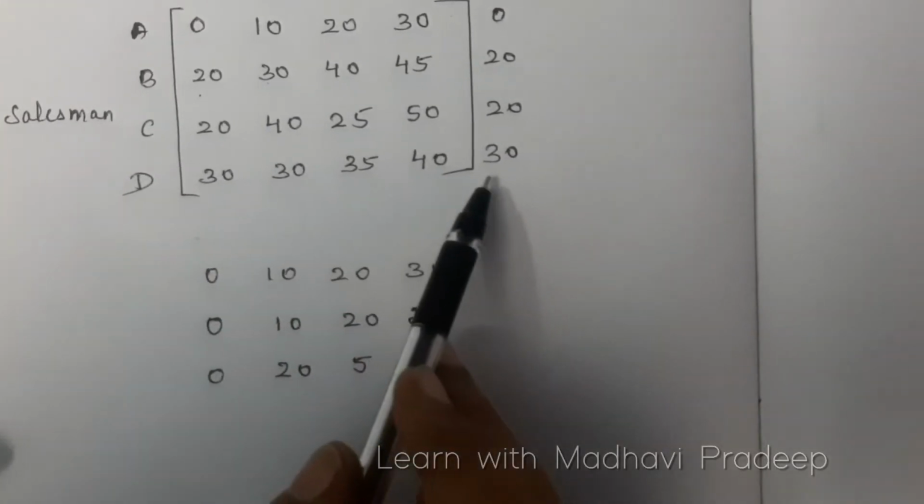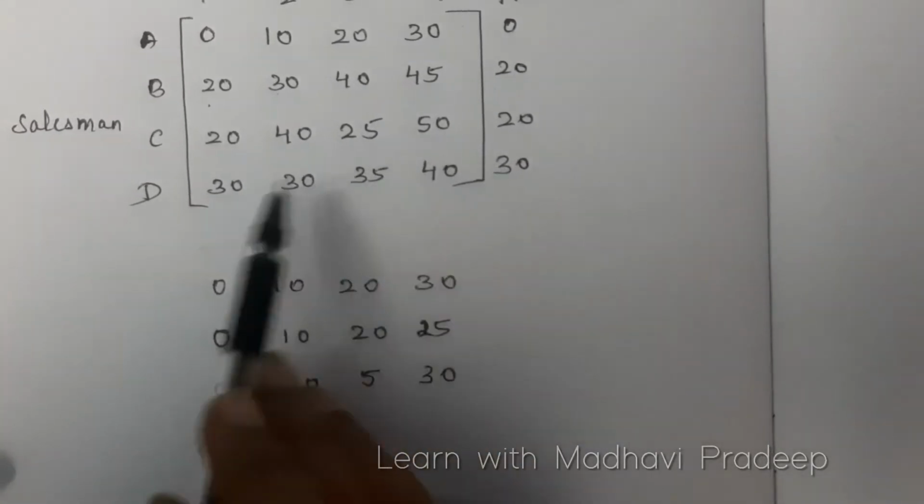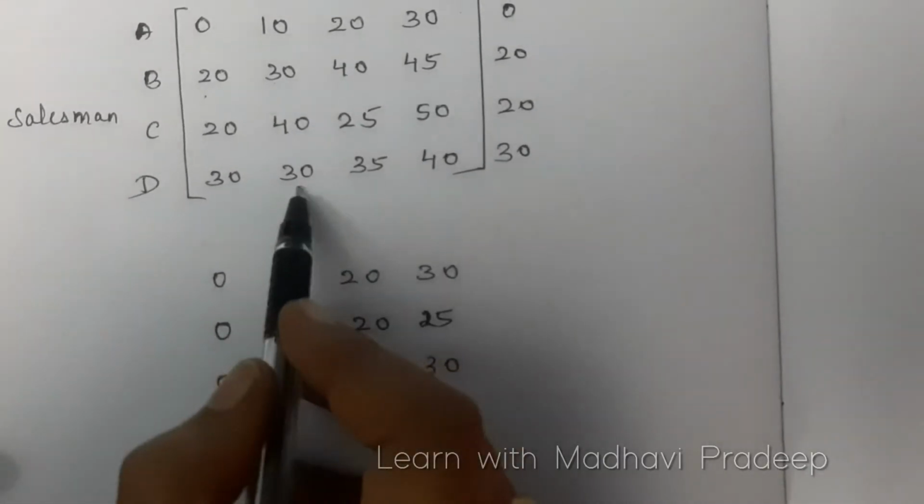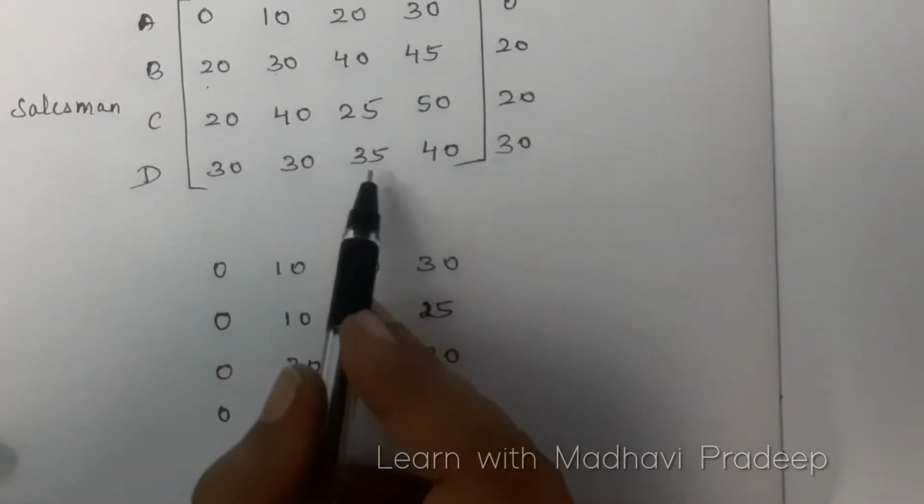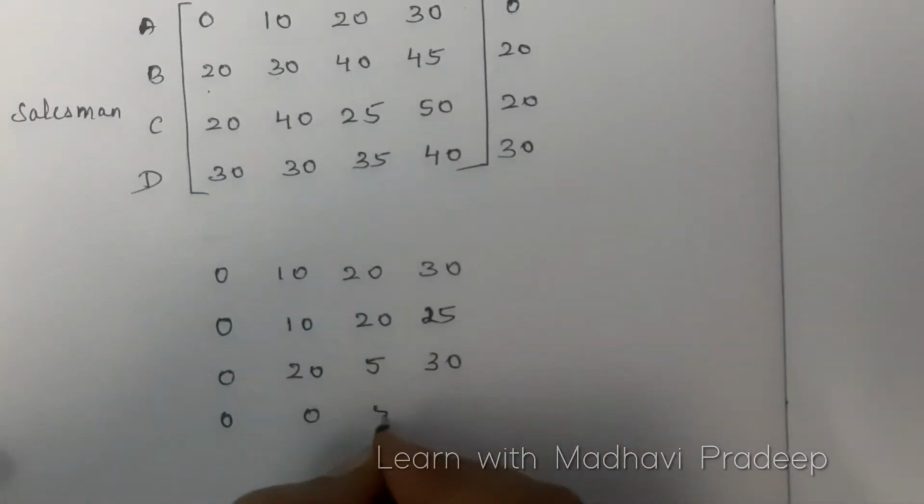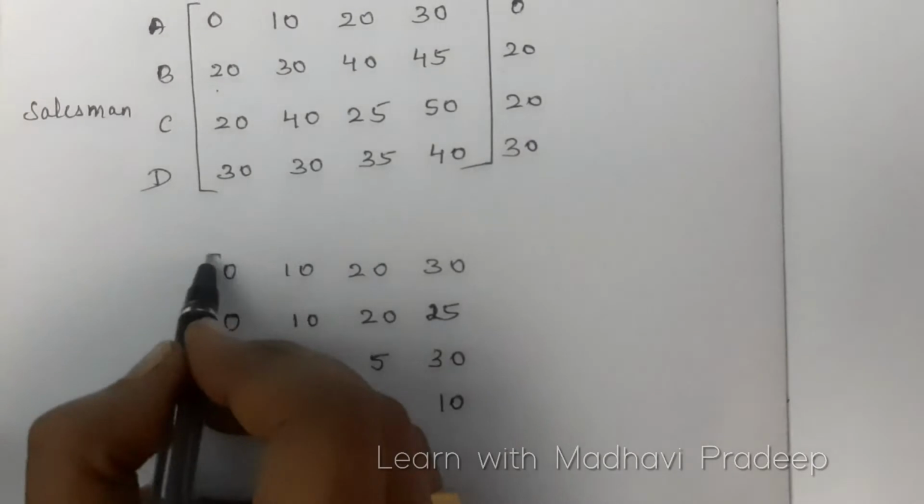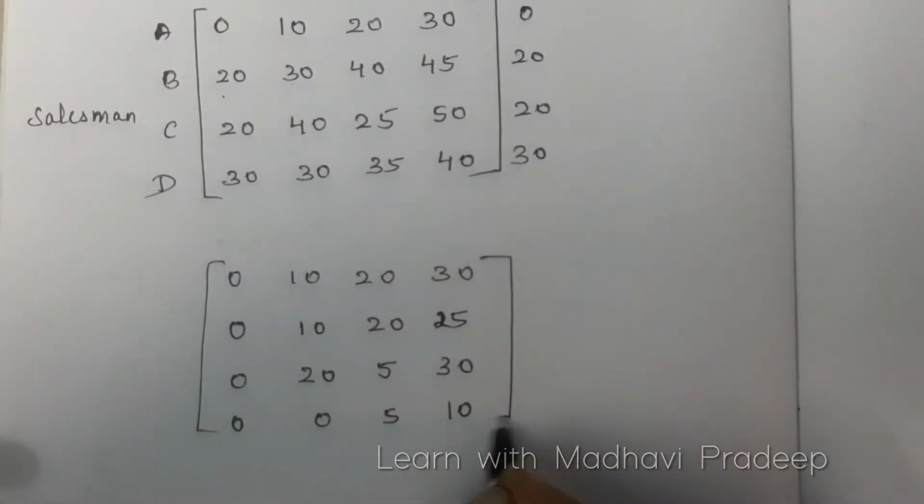Next, fourth row, minimum value is 30. Subtract this 30 with the fourth row values. 30 minus 30, 0. 30 minus 30, 0. 35 minus 30, 5. And 40 minus 30, 10. Now, we finish doing the row reduction.